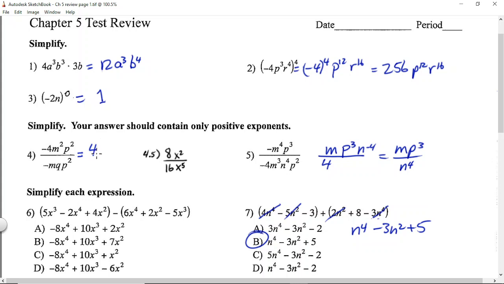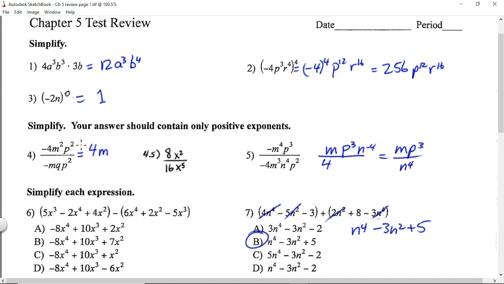Now look at the variables. We have m to the second power in the numerator, and in the denominator just m to the first, right? There is a 1 there that's understood. So subtract the exponents: 2 minus 1 is 1, so we have m to the first power in the denominator. And we don't have to write the 1, of course.